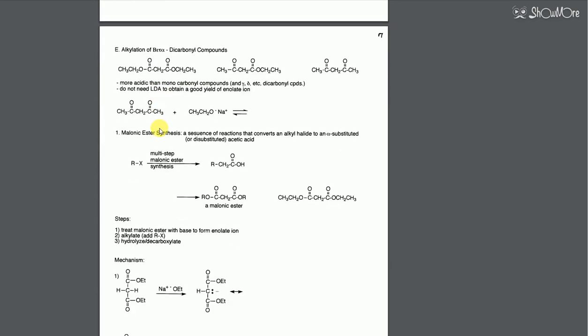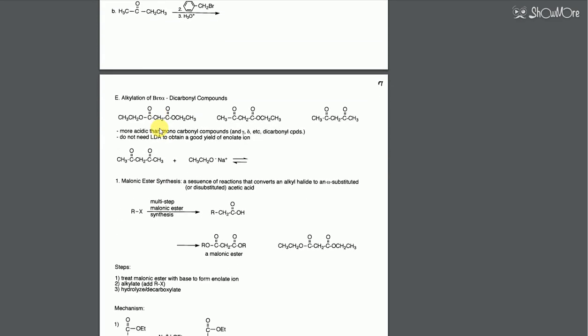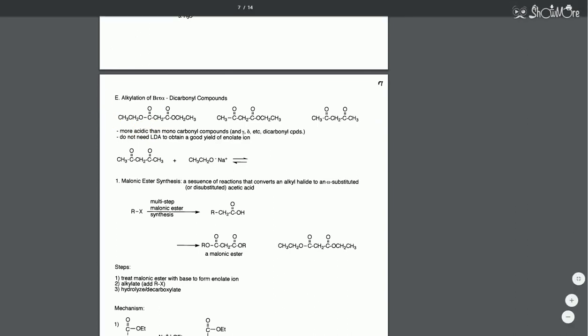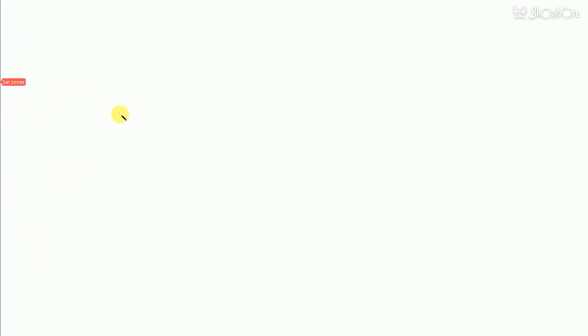All right, and so now we're going to start getting into the actual nitty-gritty stuff. So the nitty-gritty stuff is now where we're going to move away from using LDA and we're going to be using things like, okay, what you'll always use, NaOEt, EtOH.